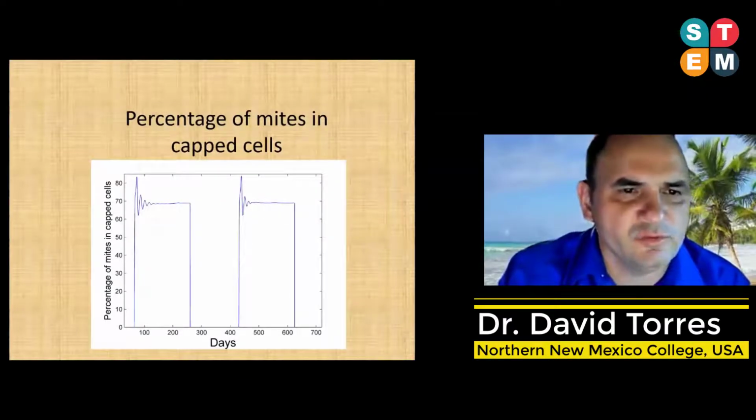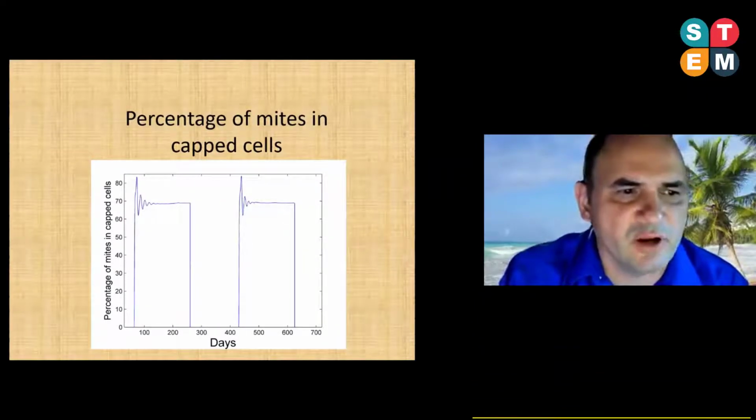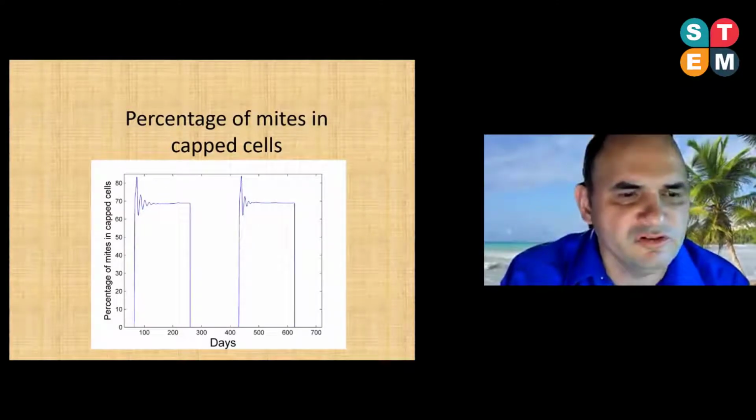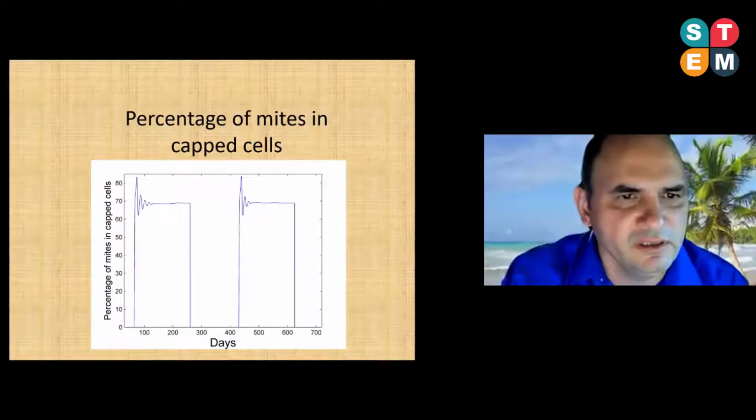This graph shows the percentage of mites in the cap cells. So it's around 70%. The model was shooting for 75%. So we almost achieved that, but there's some volatility in the percentage of mites in the cap cells.